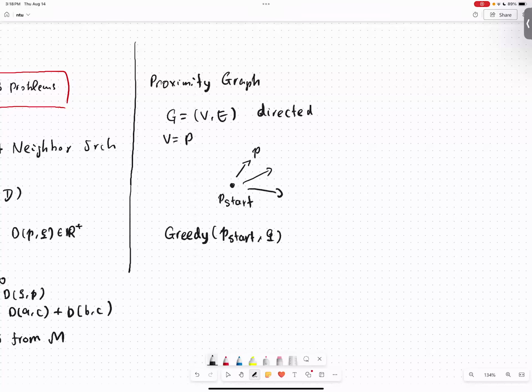Of course, I also calculate the distance between myself, P star, and Q. And then I check whether P is better than me, better meaning closer to the query point. Good. Now, that's what I do to P.